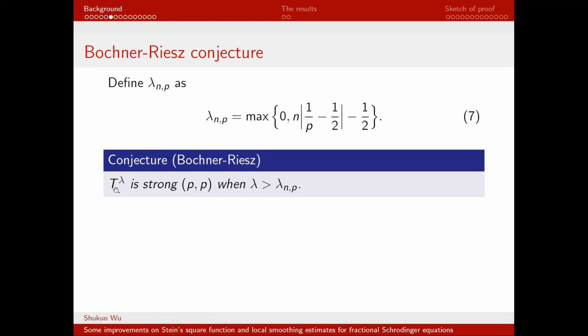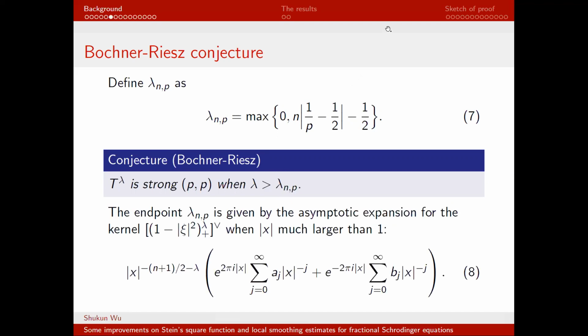The conjecture is that the Bochner Riesz operator is bounded in LP space when lambda is greater than the endpoint lambda n p, which means that the regularity factor lambda is greater than the minimum possible, which is lambda n p.